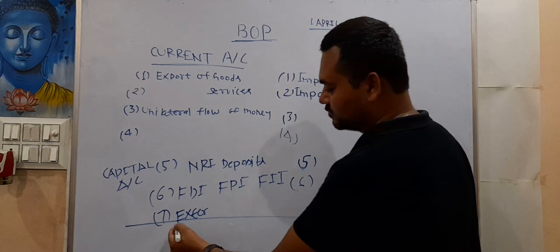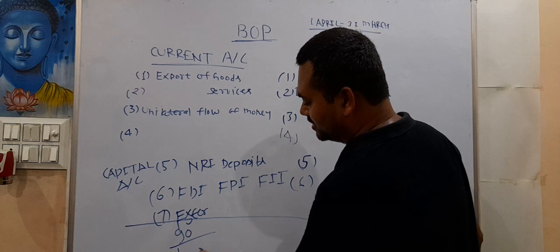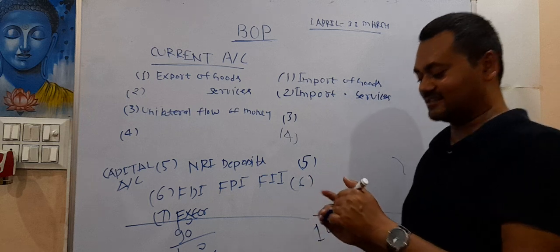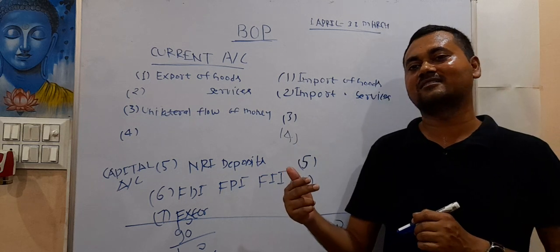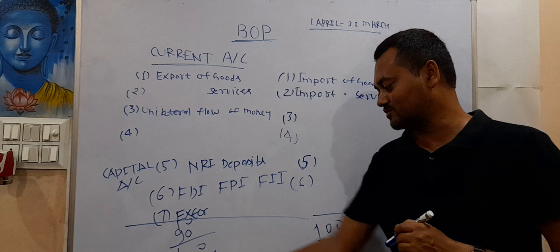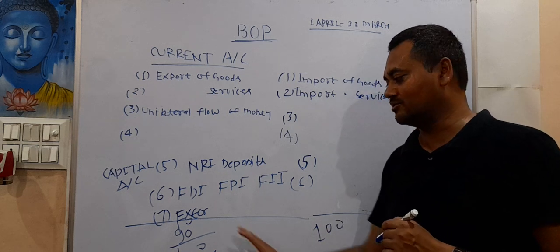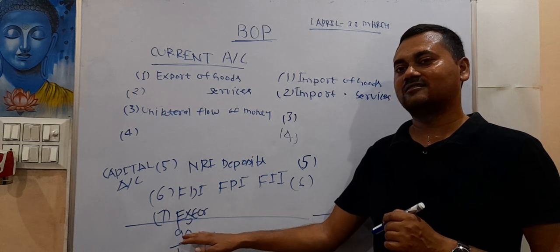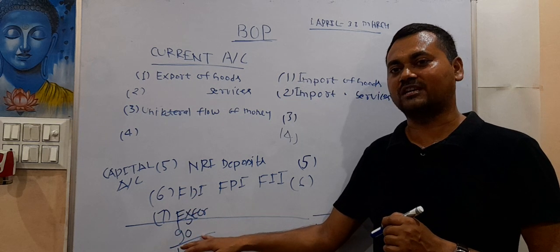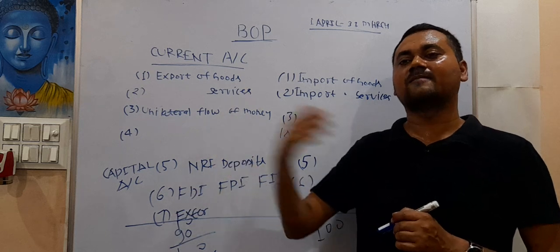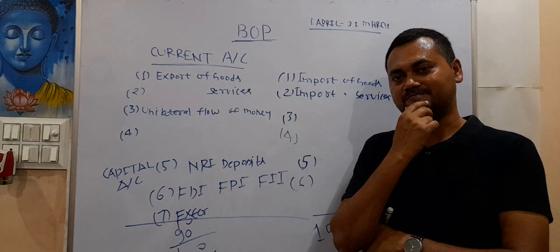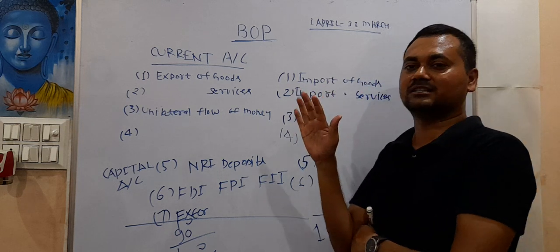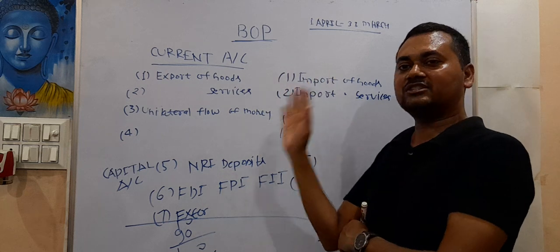So 10 rupees foreign debt will be there, and it will be how much? 100, and it is already 100. That is the reason why balance of payment is always balanced, because we always bring the same value after adding this financial foreign debt which we are getting from outside India. So these are the major components of the balance of payment.